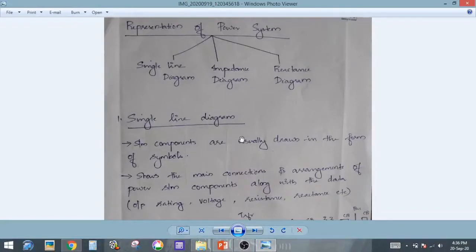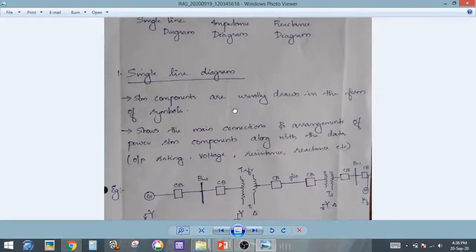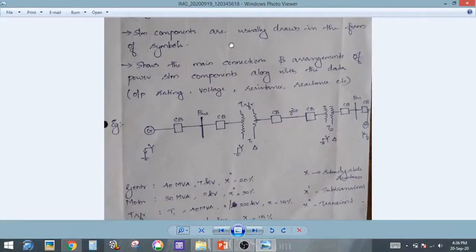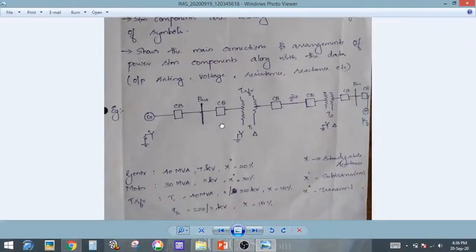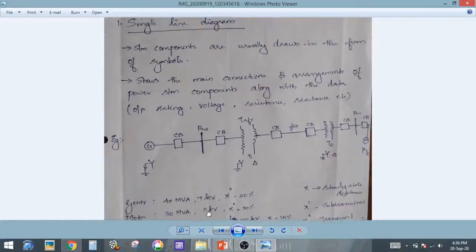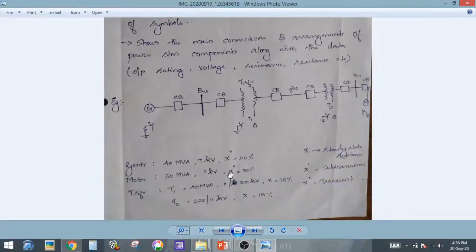Single line diagram. First of all we will discuss the single line diagram. Here the components are usually drawn in the form of symbols. An example is given, mainly consisting of generator, circuit breaker, bus, transformer, etc. Ratings are also given. This is just for explaining the meaning of single line diagram.